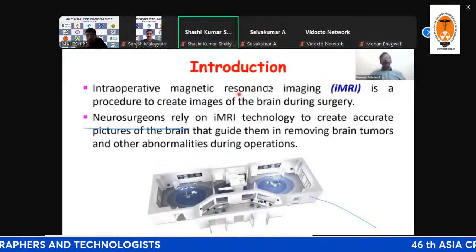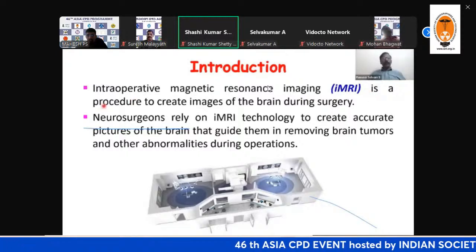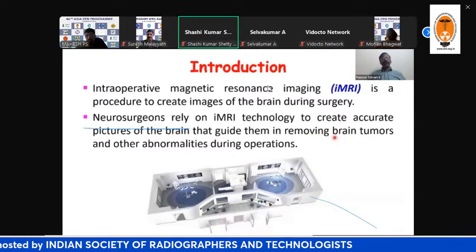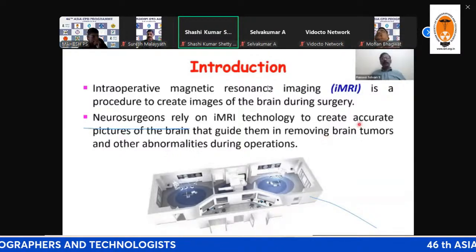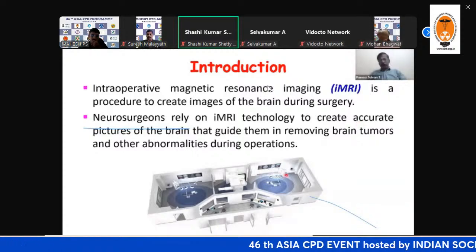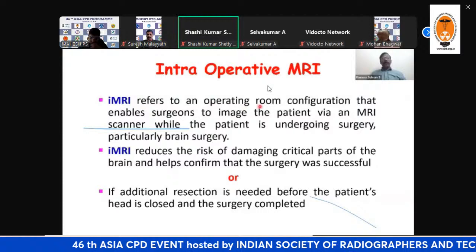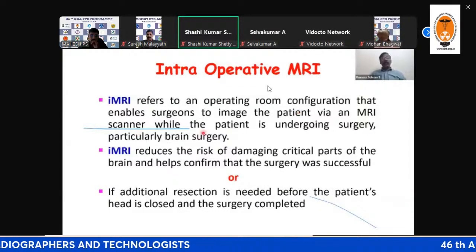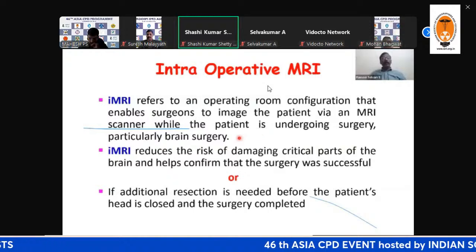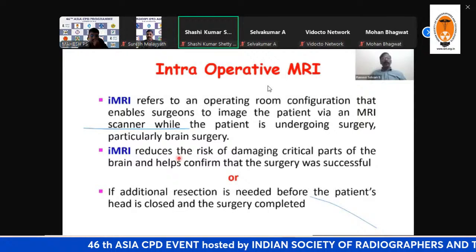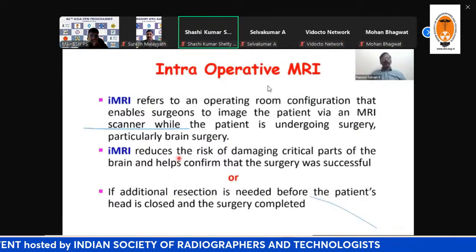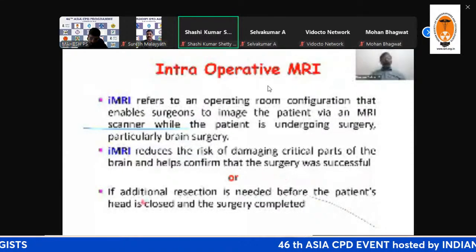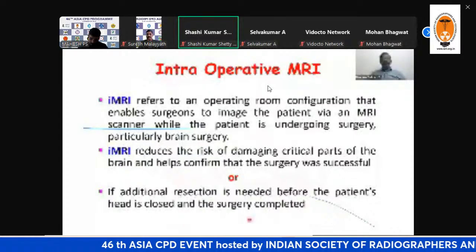Intraoperative magnetic resonance imaging, MRI technology, which I am going to explain, creates accurate pictures of the brain that guide surgeons in removing the brain tumor and other abnormalities during the surgery. IMRI refers to an operating room configuration that enables surgeons to image the patient via an MRI scanner while the patient is undergoing surgery, particularly during brain surgery. This IMRI reduces the risk of damaging the critical parts of the brain and helps confirm that the surgery was successful, or if additional resection is needed before the patient's head is closed and the surgery is completed.